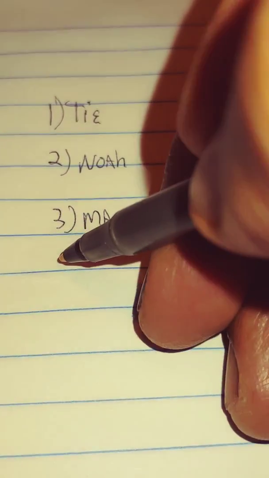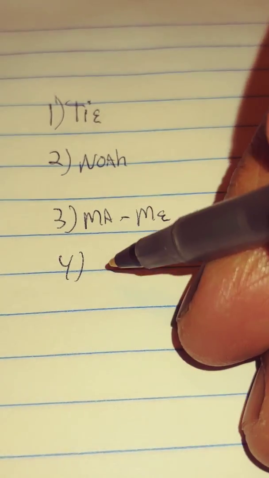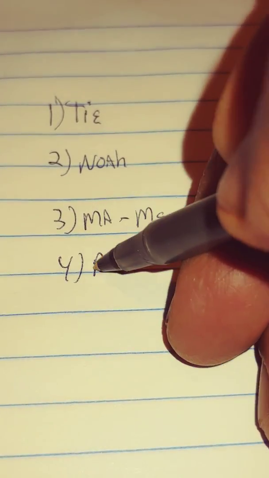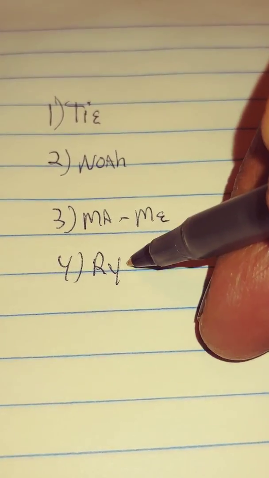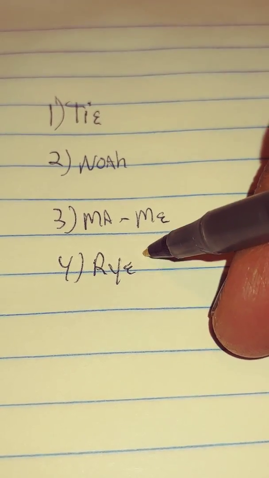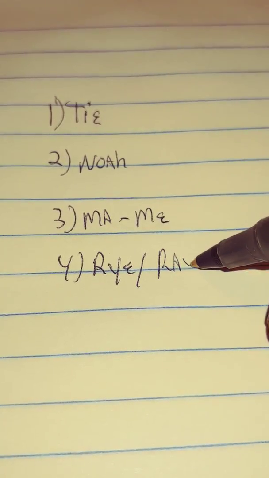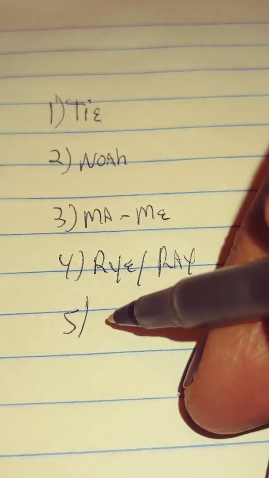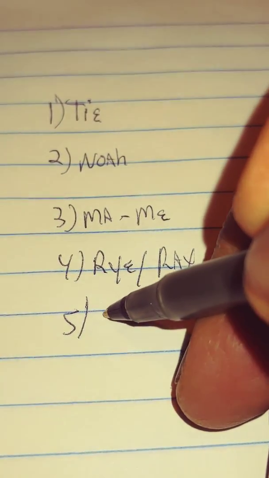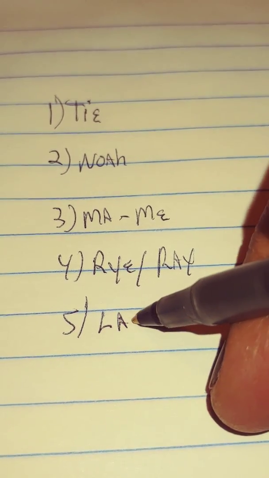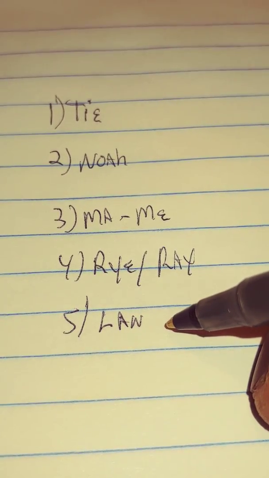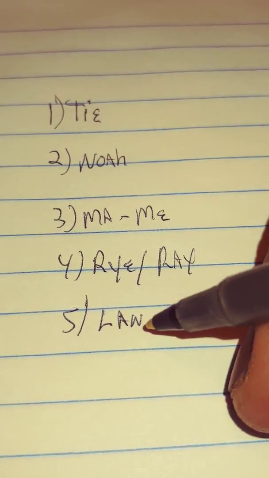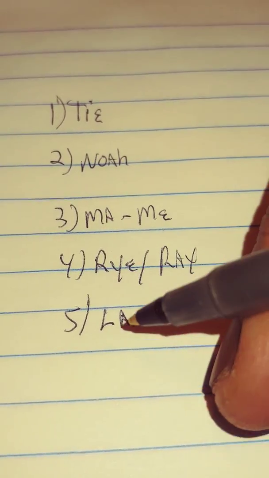Makes a difference. Number 4, you're going to use the R sound. You can use rye, or you can use ray, like the sun. Number 5 would be like law. That works. Like a lawyer, law, policeman, someone in law, judge, law.